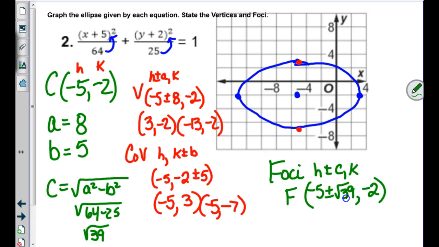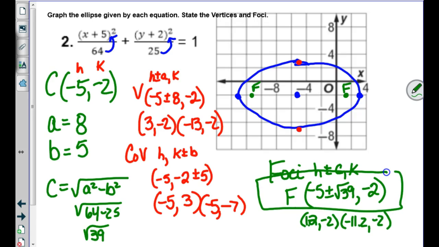But what's -5 plus the square root of 39? 1.2. So if we go over 1.2 and down 2, oh, we're counting by twos. I don't know where 1.2 is, somewhere in there. And then if you did -5 minus the square root of 39, you get -11.2, which would be over here somewhere. So it was roughly positive 1.2 and -2 and -11.2 and -2. But this is how I would want it on the quiz, okay? Exact values.